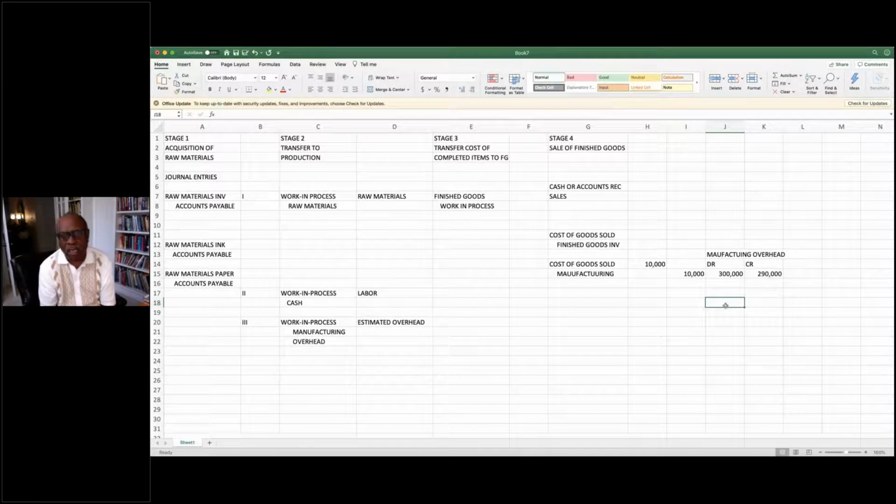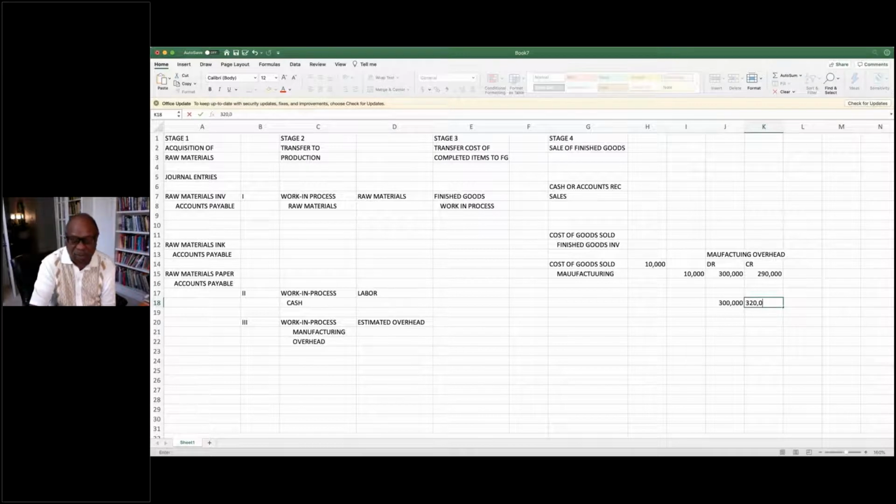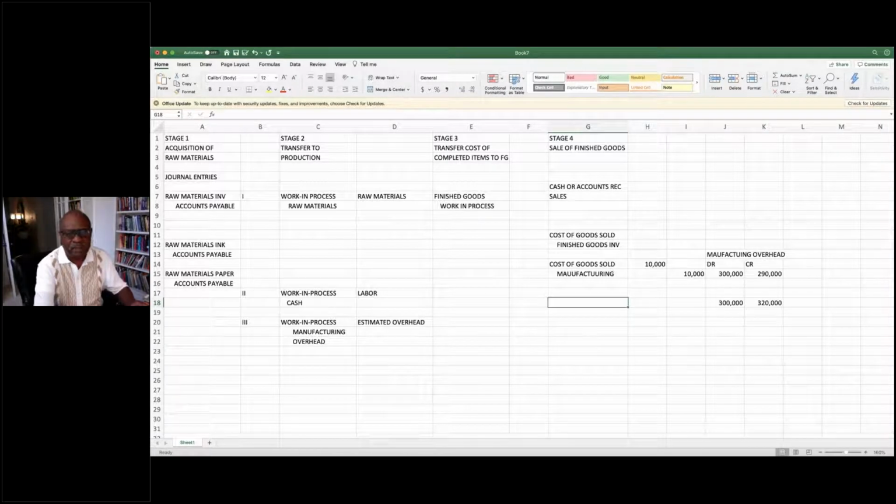Okay. Now, if we had a situation where the actual overhead was still 300, let's just say, but we estimated the overhead to be 320, then we would have estimated too much in this entry. And so now we've got to reverse it. So we would debit manufacturing overhead.